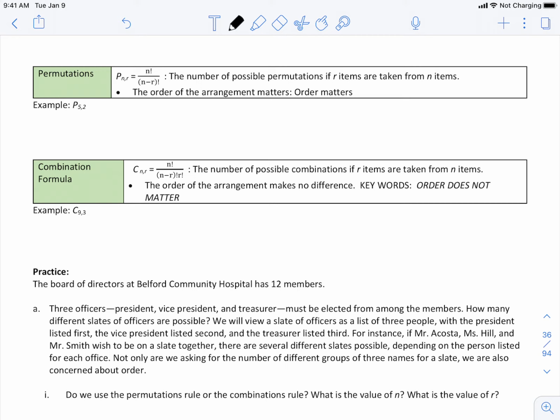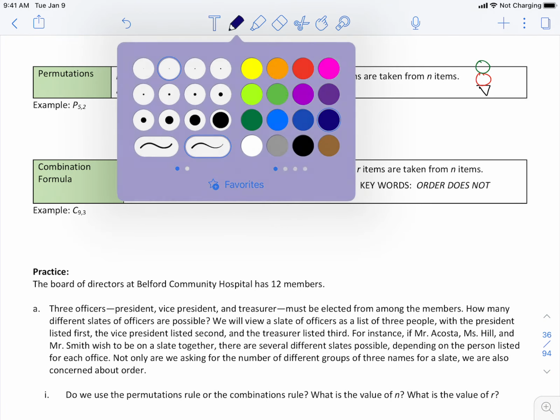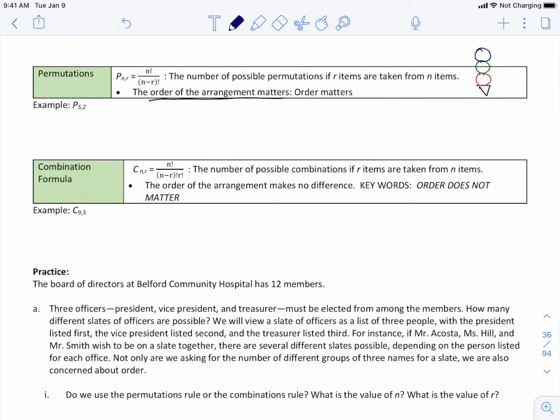When the order of the arrangement matters, think of the ice cream cone, right? So here's our cone, if I'm eating ice cream, here are my 3 different flavors. In this case, you have to eat the red last, because if you eat the red first, the green and the blue will fall to the ground. So you would have to eat the blue, then eat the green, and then eat the red, right? A permutation, you have to eat it in that order, okay?